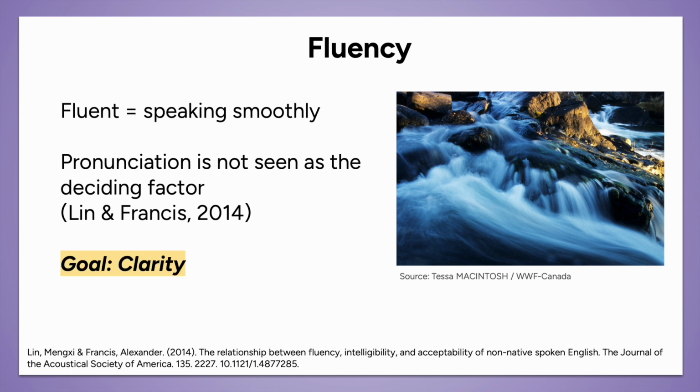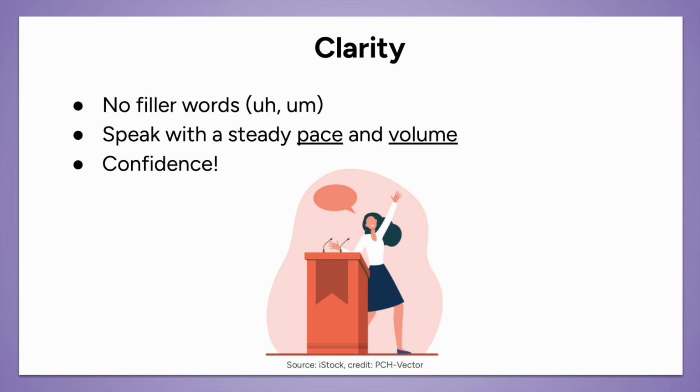And that is why our goal for speaking is clarity, to make sure that your ideas are flowing and that they can be completely understood by your listener. Here are some techniques that you can use to improve clarity in your speaking. Firstly, try to reduce the number of filler words you use when you talk. Filler words are words like "and" that you may use when you are thinking of what to say. You can also try to speak with a steady pace and volume. This will make it easier for your listener to understand what you are saying. And lastly, make sure to speak with confidence.